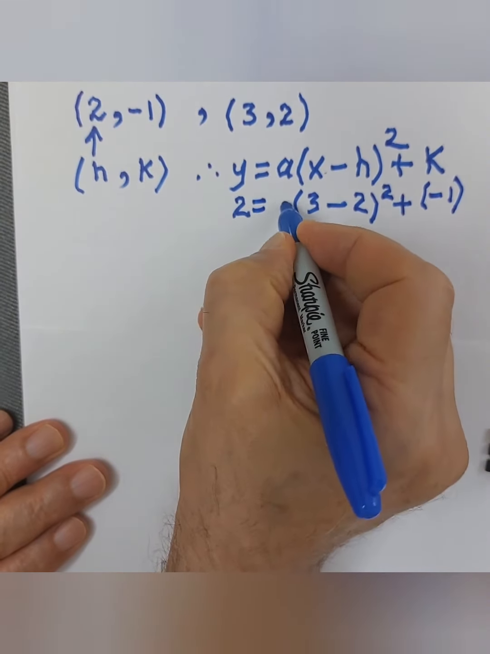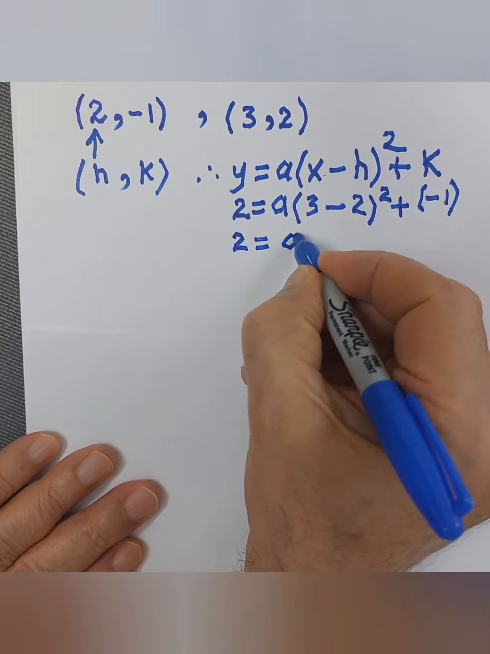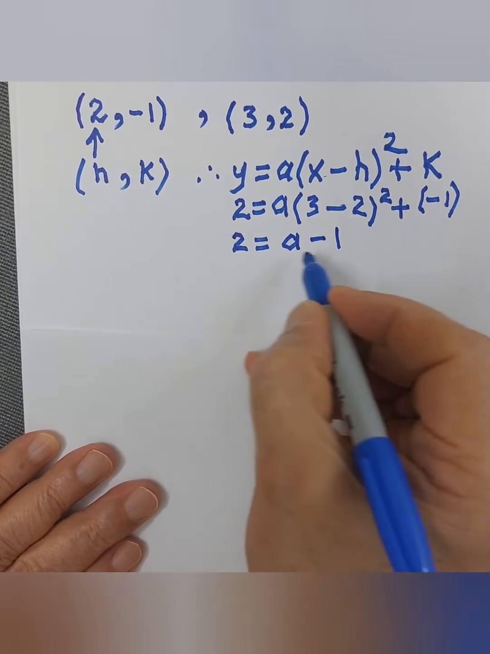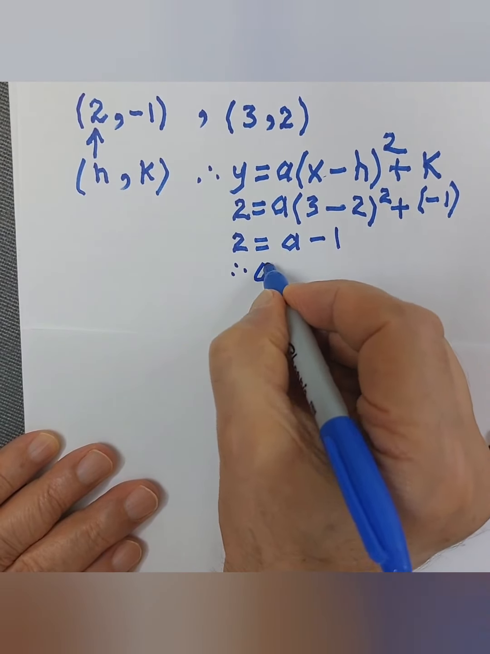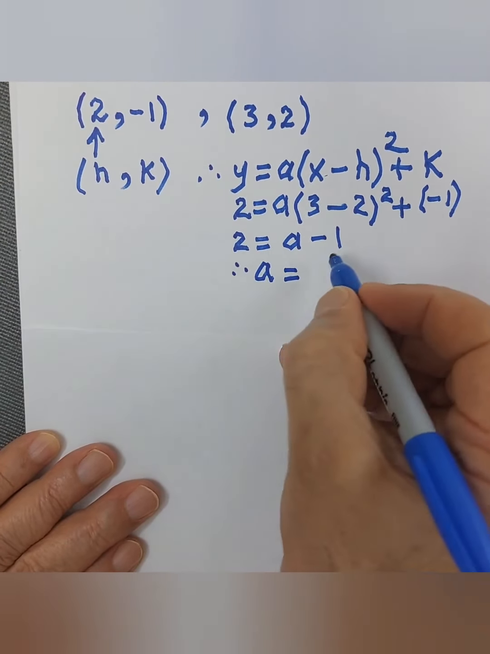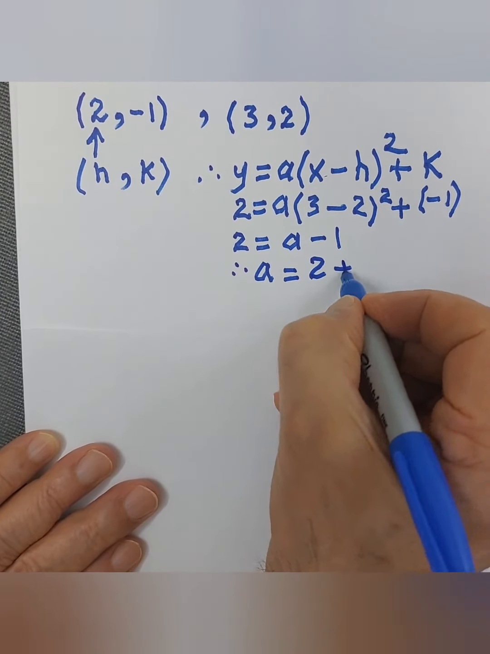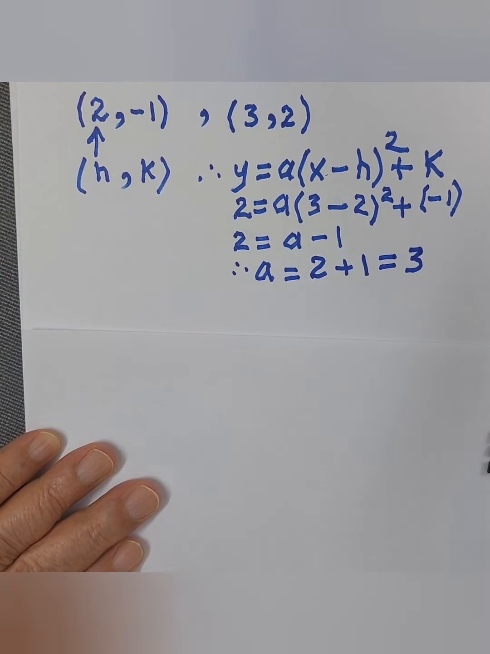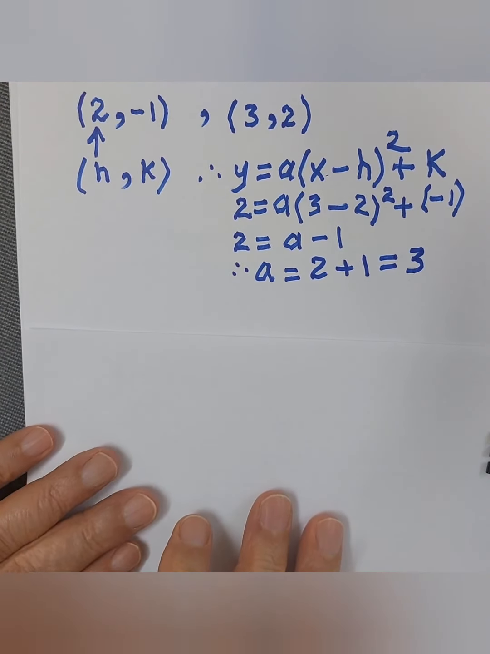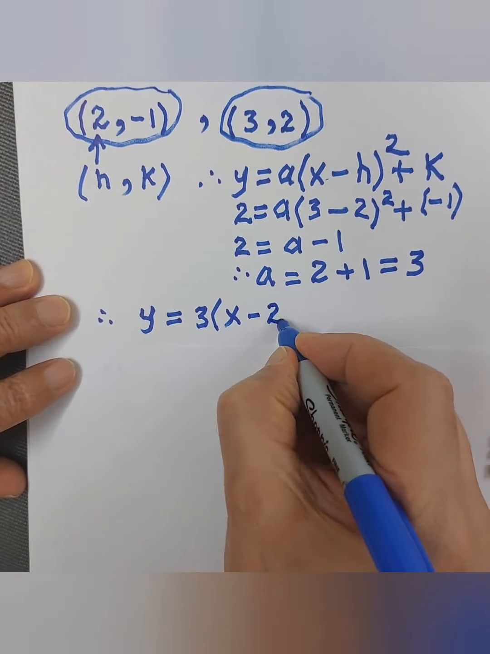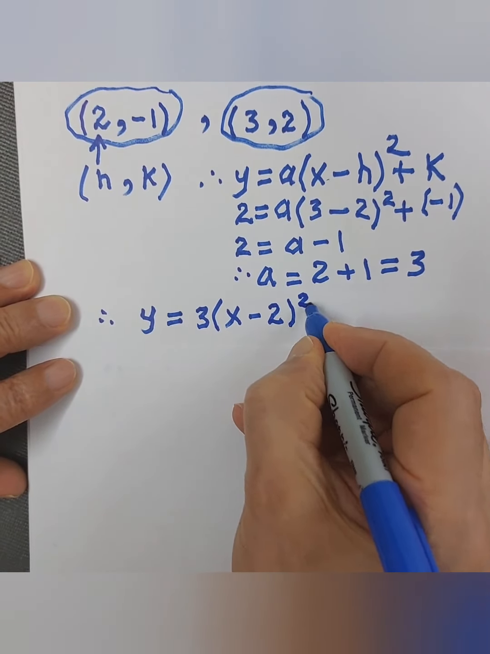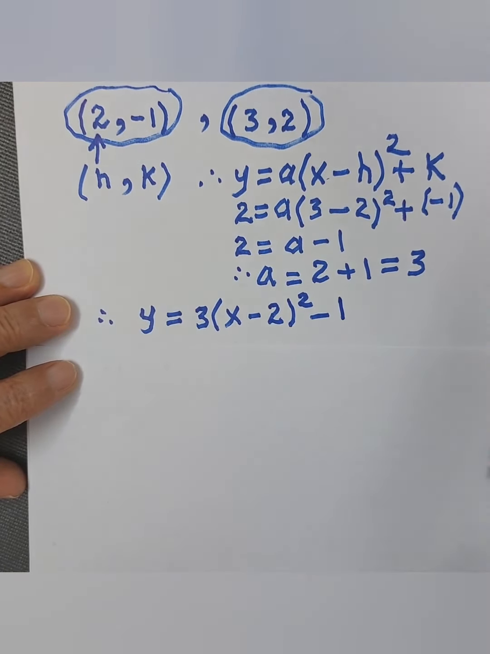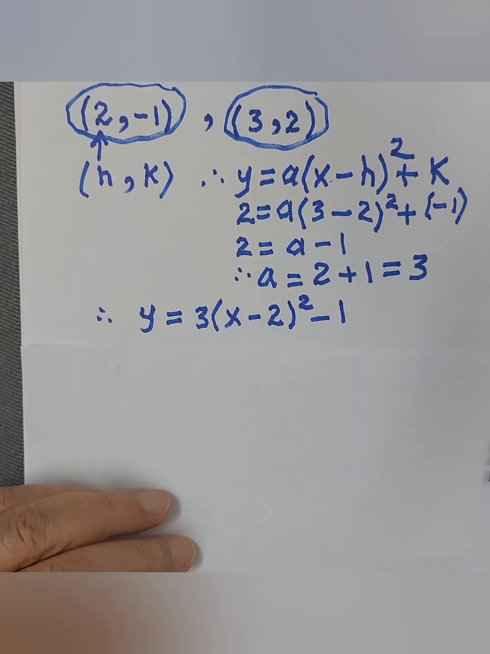And here we have a, 1, that means a. Plus times minus 1, that means minus 1. So we got a is equal minus 1 transferred to the other side, so it will be 2 plus 1, that means 3. As we got a, we can write the equation, with h and k, which are the same. So the vertex equation for the parabola.